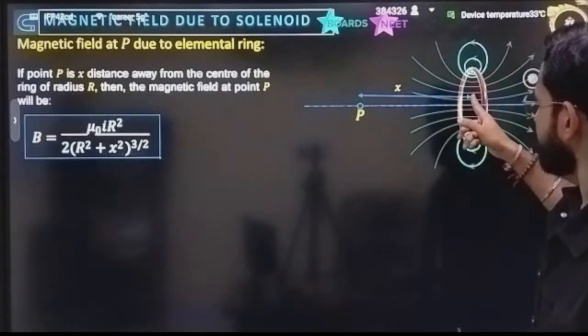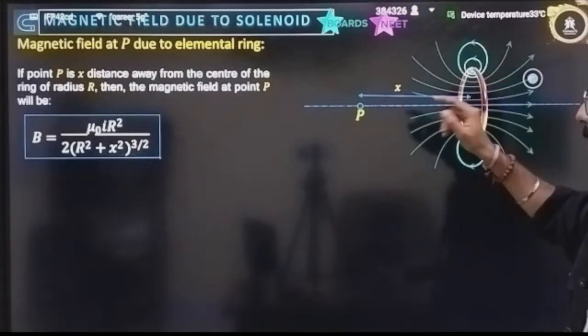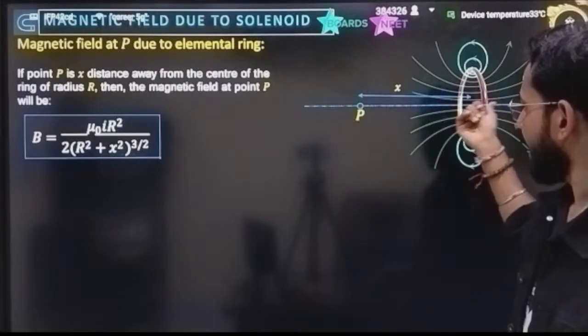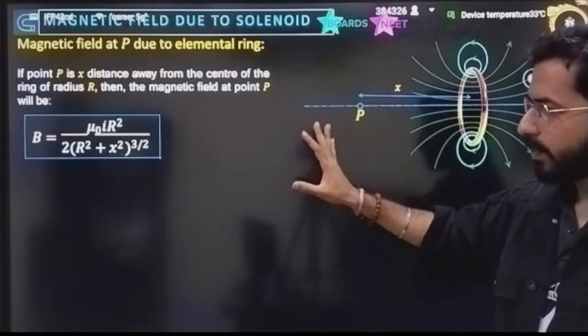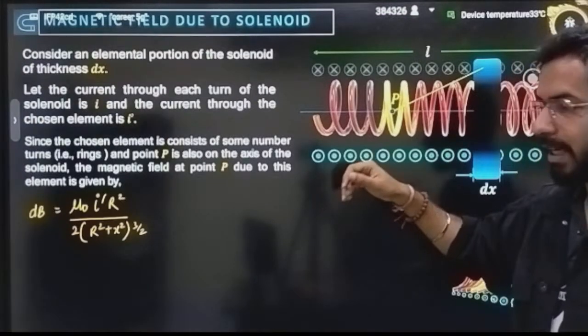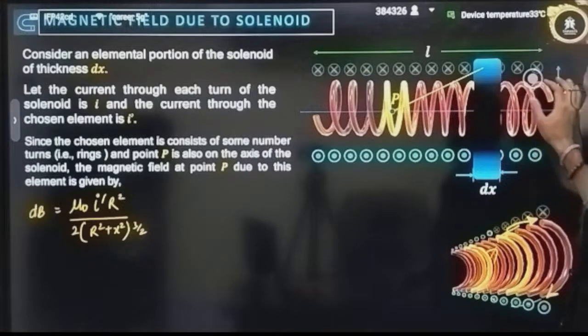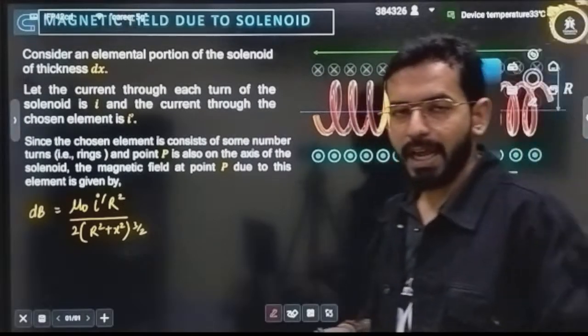And what is that R? R is the radius of this circular loop, and x is the distance of point P on the axis. I hope this formula is clear to you, because we are going to derive the result from this formula only. Now see, very properly try to watch what I did.